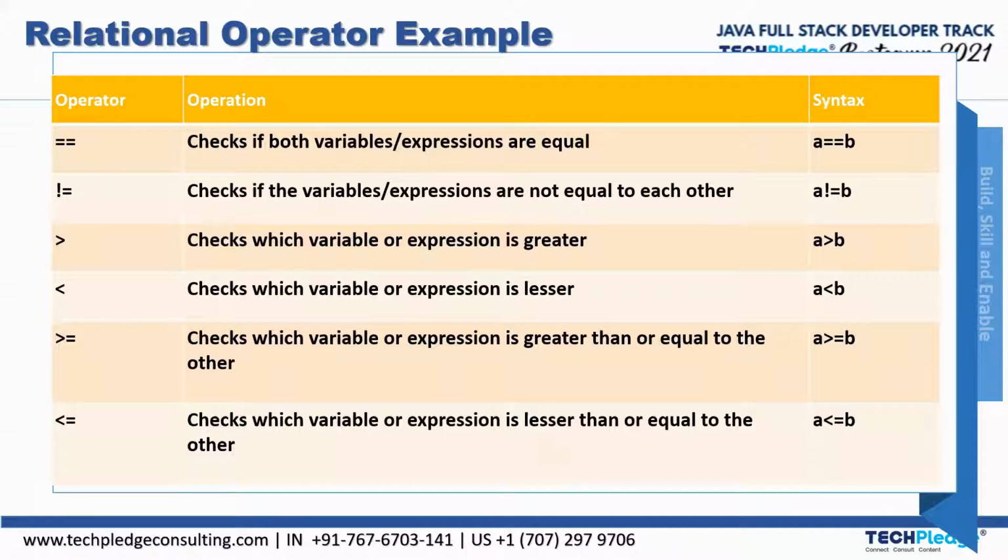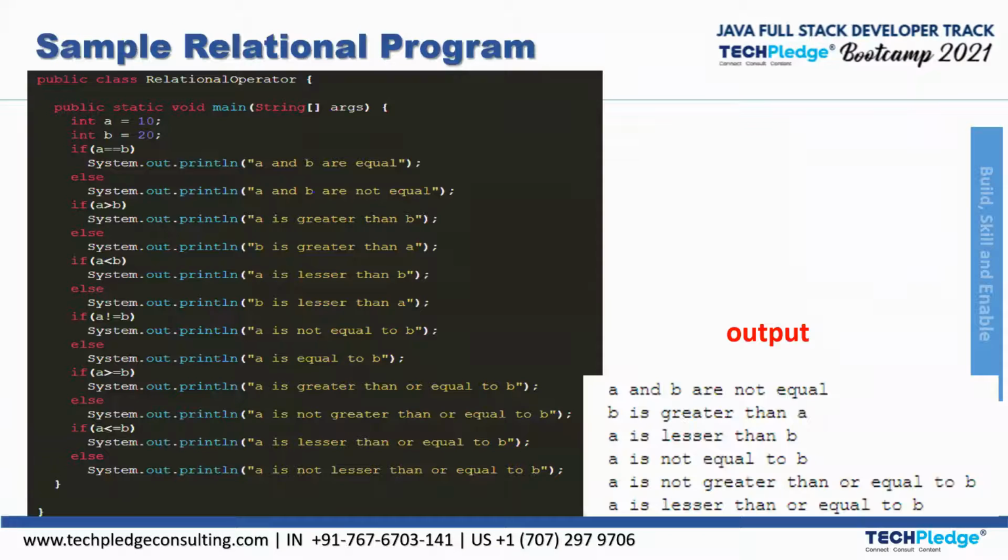This is how it is written. This is the syntax: a equal to equal to b. You can't just write one single equal to and expect it to compare. It will not do that. You have to give 2 equal to signs. One equal to means a equal to b, that is when you are assigning it. But when you want to go for comparison, you have to use 2 equal to signs. Then the next are not equal to, greater than, less than, greater than or equal to, and less than or equal to. This is one of the programs.